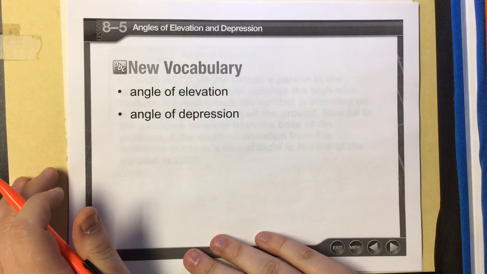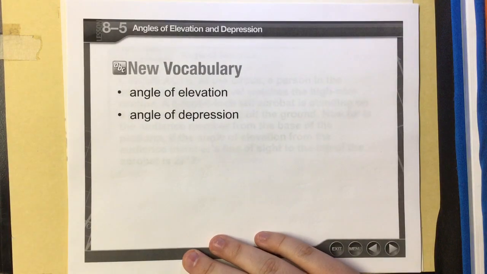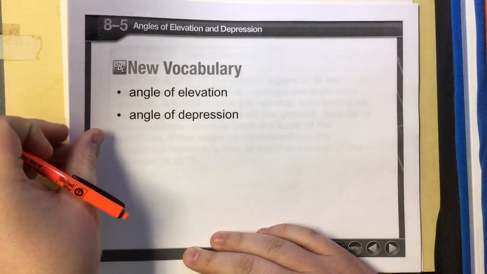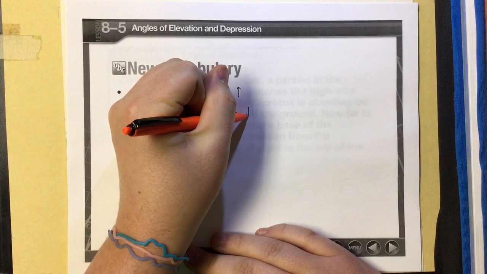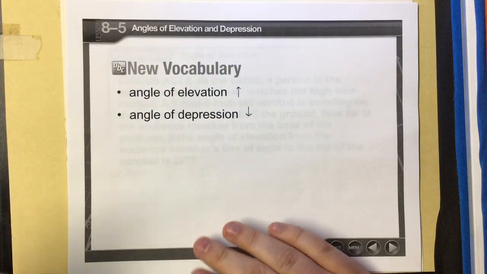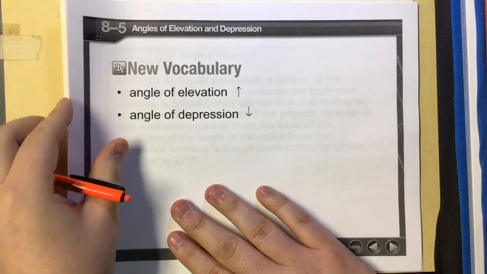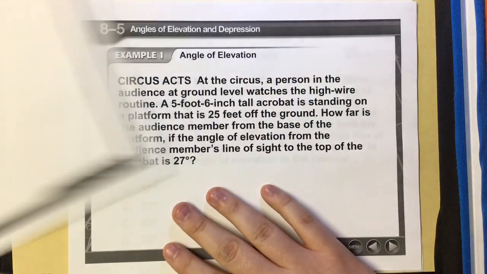In this lesson, we're going to talk about angles of elevation and angles of depression. Elevation means an angle that's going up. An angle of depression just means an angle that's going down. And we will show you what those look like here shortly.